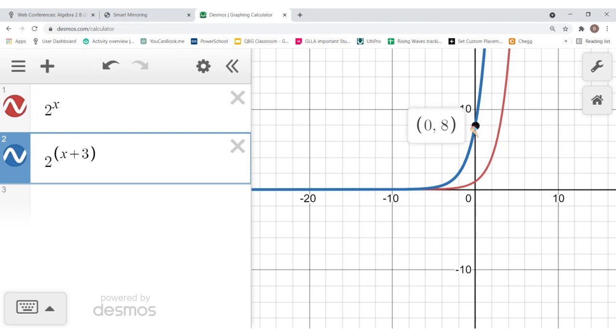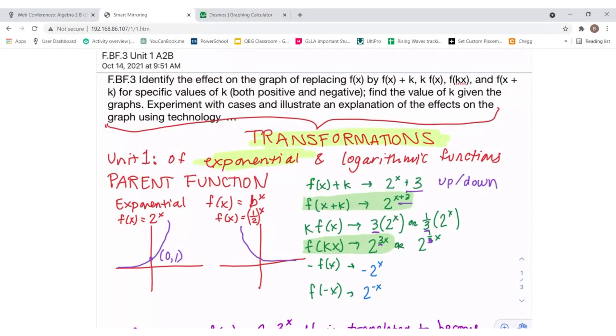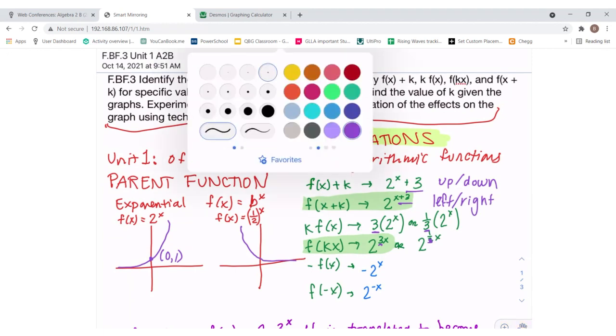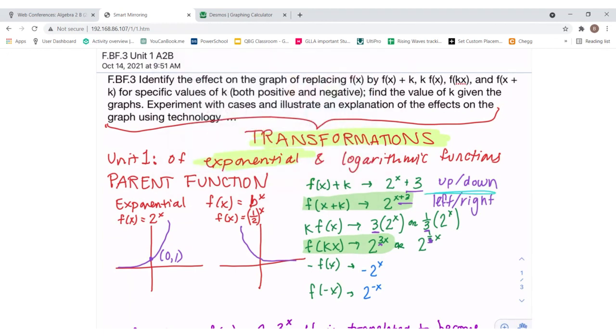So I'm going to come back here. We had the plus 3 at the end moves it up or down. Plus 3 in the middle moves it left or right. And then those are always going to be opposites. If you're doing something that goes left or right, it moves it left or right, they're going to be opposites. I'm going to highlight it so you can remember it's an opposite.